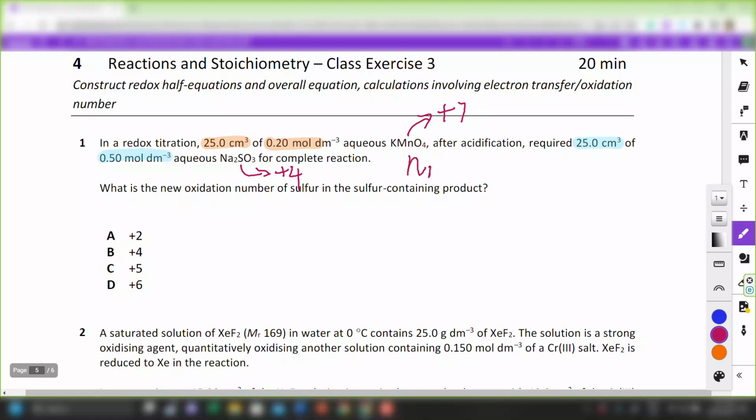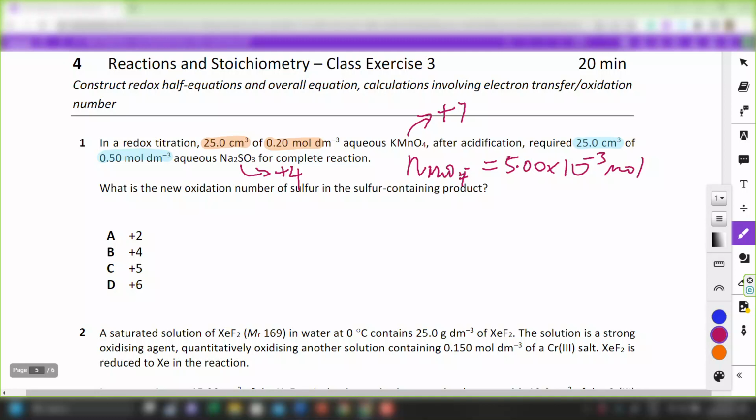So the amount of permanganate, MnO4⁻, will be equal to 0.025, that's 25 cm³, multiplied by 0.2. Okay, so we are going to get 5.00 × 10⁻³ moles. If you look at the data booklets, acidified potassium permanganate, upon fulfilling its oxidizing agent role, will be reduced to Mn²⁺. So therefore it needs to take in 5 moles of electrons.